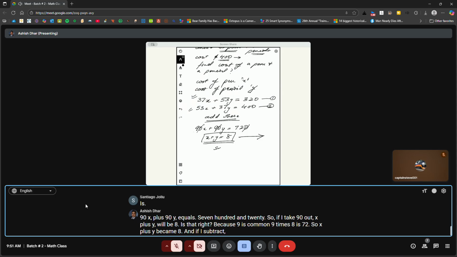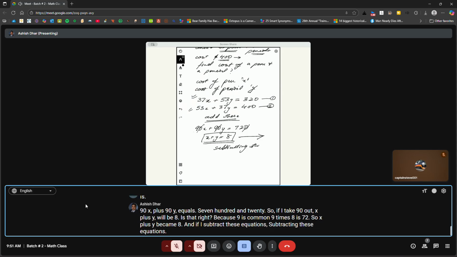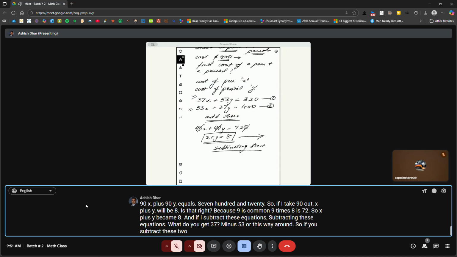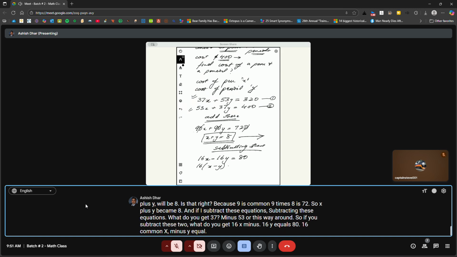And if I subtract these equations, 37 minus 53, or this way around, or if you subtract these two, what do you get? 16x minus 16y equals 80. 16 common, x minus y equals 5. So x minus y is how much? 5.